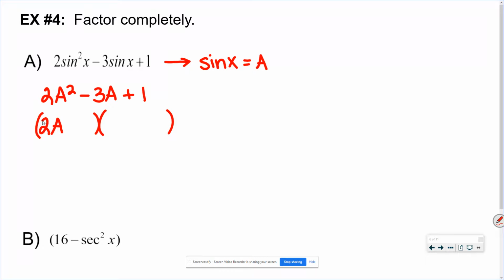So I would need 2a times a to get 2a squared. I need 1 times 1 to get positive 1, but I need to choose whether it be negative or positive. I think we need positive and then a negative like that. Nope, that's not right. We need 2 negatives. Okay, once you've figured out your signs, you're going to finish the problem by rewriting the a's as sine x. Okay, so you're basically going to change it back to sines.